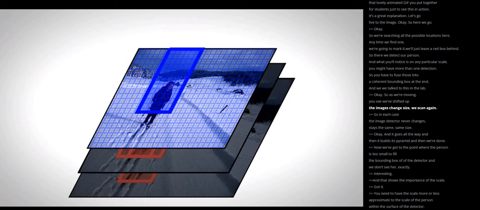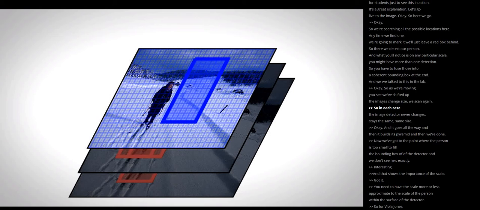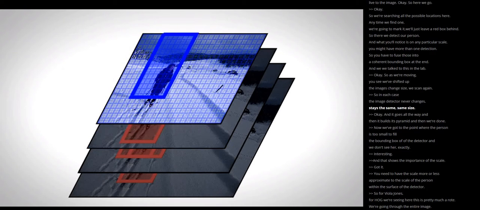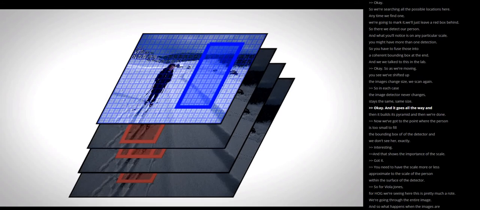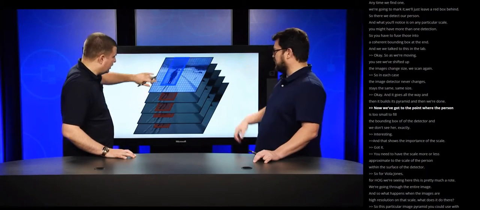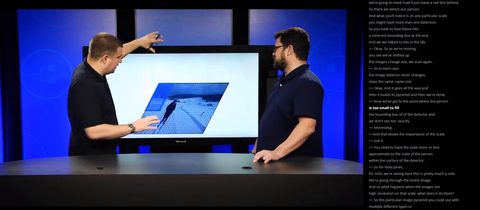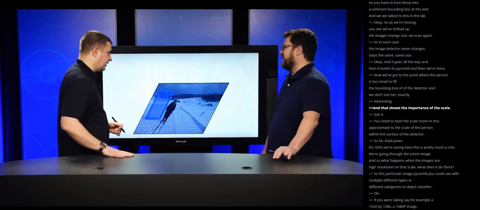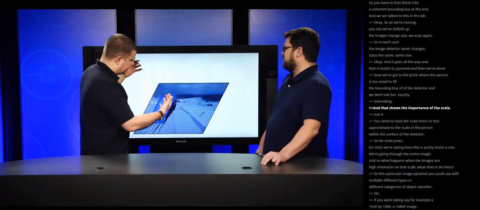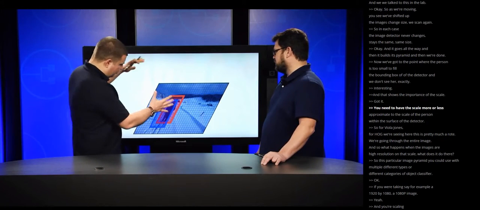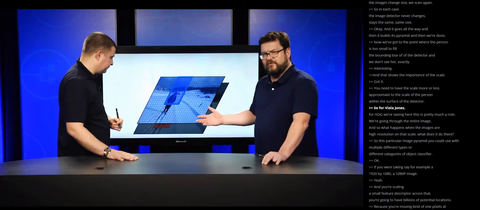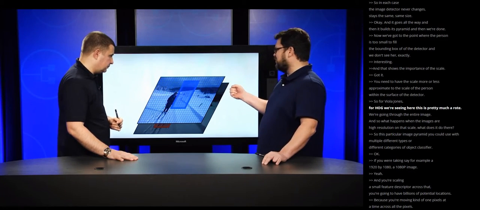Okay, so as we're moving, you see we've shifted up, the image has changed size, and we scan again. Notice that in each case, the feature detector never changes. It stays the same aspect, the same size. It goes all the way, builds this pyramid, and then we're done. Now we've got to the point where the person's too small to fill the bounding box of the detector, and we don't see her. Exactly. That shows the importance of the scale. You need to have the scale more or less approximate to the scale of the person within the feature detector.